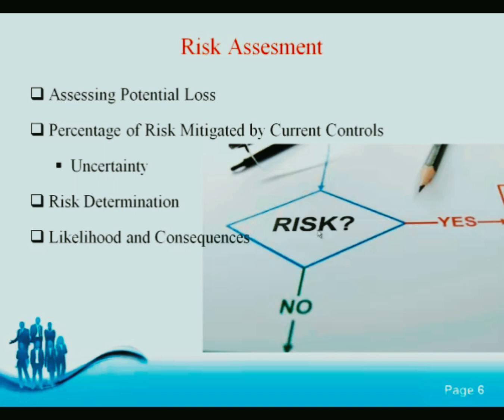So for consequences, according to the Australia and New Zealand risk management standard, they have level 1 to level 5, which shows the severity of an event.